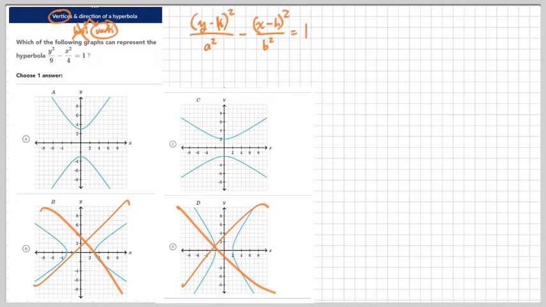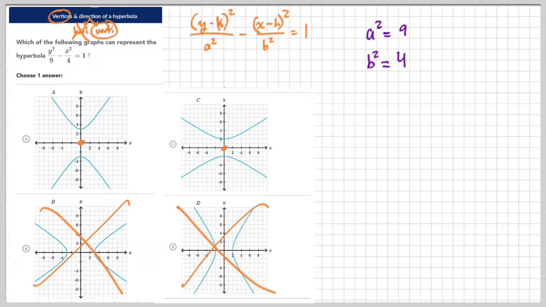All right, so now we have a 50% chance of getting it right, but I don't like playing odds like that, so let's get a little bit more specific. There's no h, there's no k. That means the origin is your center for both of them. So you just see the y squared and the x squared. Okay, so what is this 9, and what is this 4? That's your a and your b. The a squared is 9, and the b squared is 4.